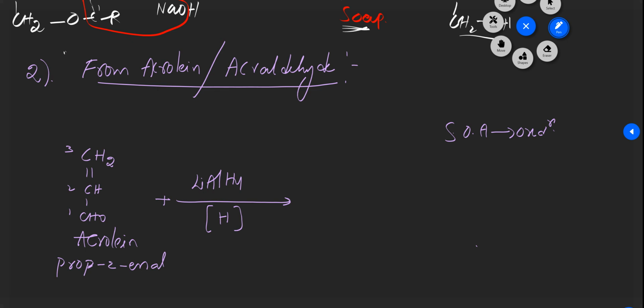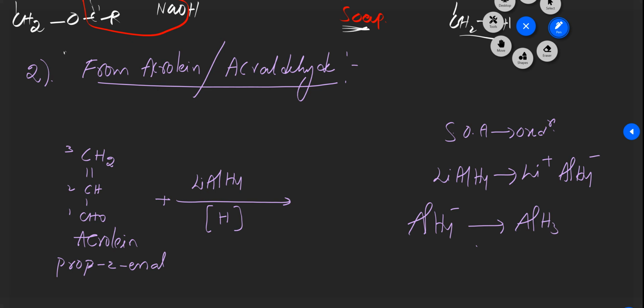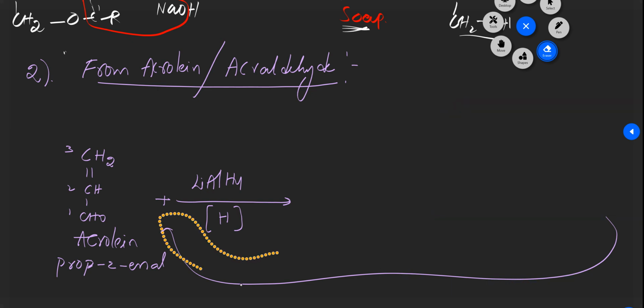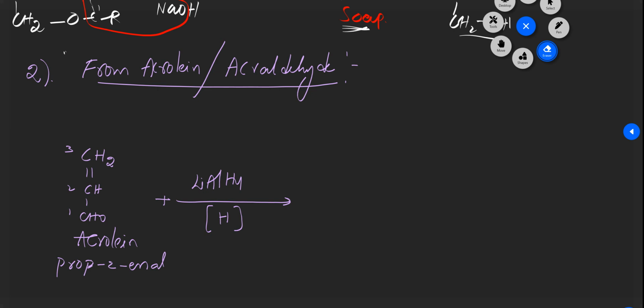For example, take lithium aluminum hydride. It forms Li plus and AlH4 minus. From that AlH4 minus, it is going to release H minus. That means this one is giving H minus, so it reduces others. Reducing others means it is a reducing agent. Lithium aluminum hydride is a strong reducing agent which reduces others.